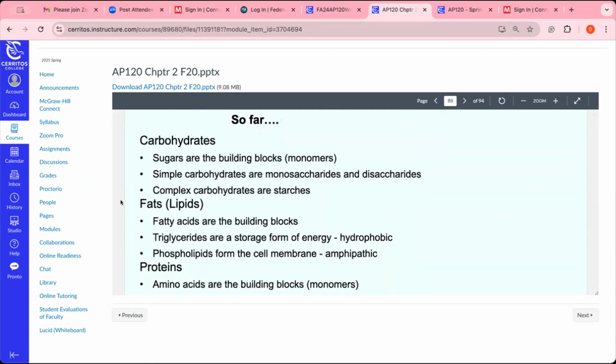So we're back to the same slide. Sugars are the building blocks of carbohydrates. Simple carbohydrates are monosaccharides and disaccharides. Complex carbohydrates are starches. Fats or lipids. Fatty acids are the building blocks of fats or lipids.